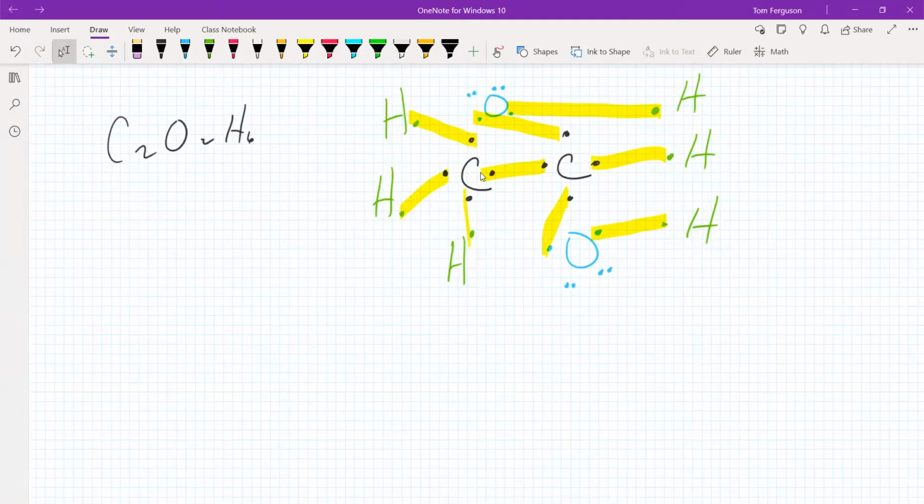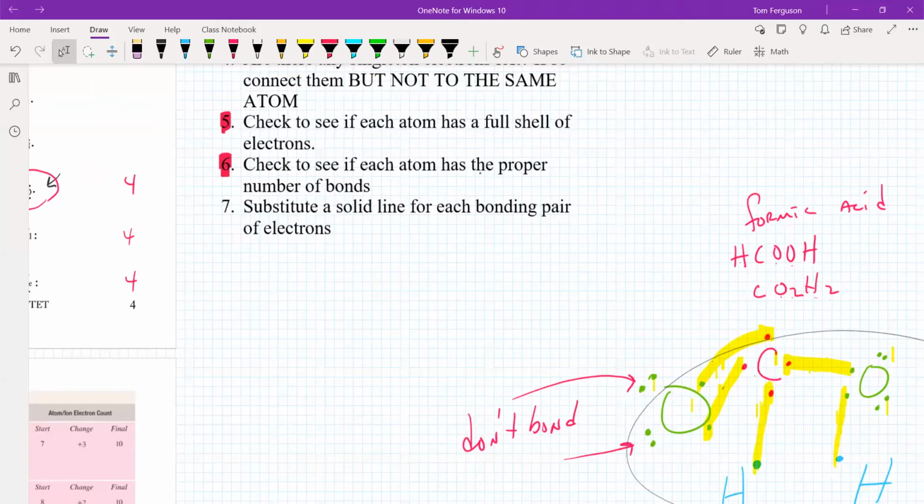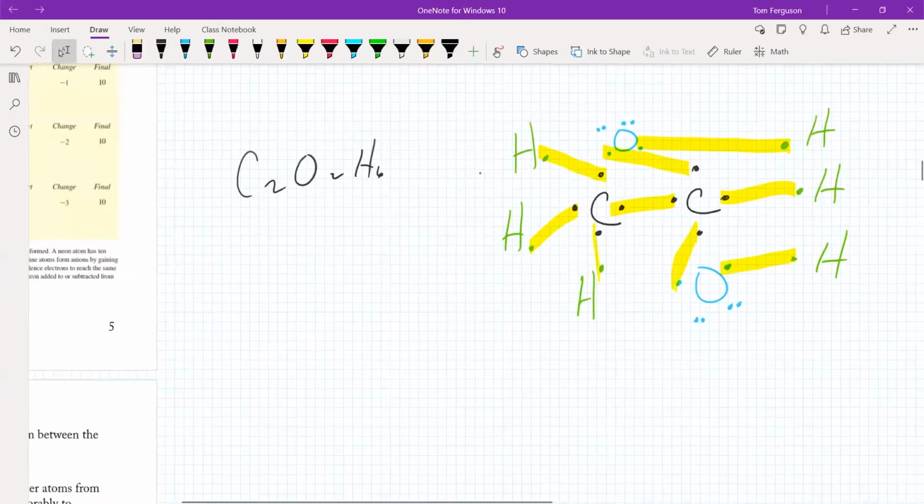So let's look now at full sets of electrons. Okay. So the hydrogens need two. Hydrogens all have their electrons. Carbon needs 8: 2, 4, 6, 8, 2, 4, 6, 8. Oxygen needs 8, 2 pairs: 2, 4, 6, 8, 2, 4. So everything's in good shape. Number of bonds: oxygen needs 2 bonds, hydrogen needs 1, carbon needs 4. So all the checkmarks are done. Steps 5 and 6 are done. That means we have a legal structure.